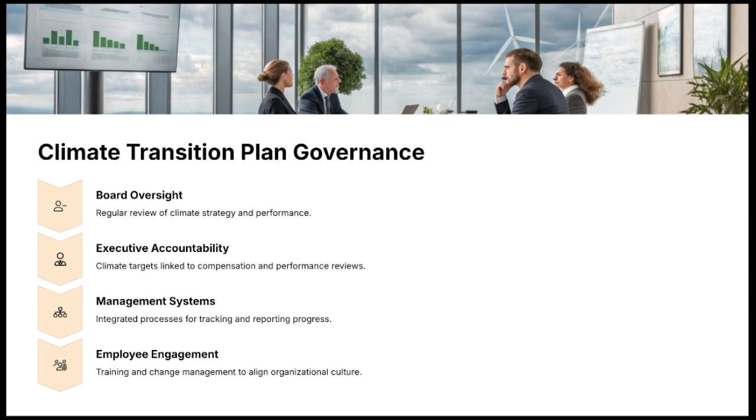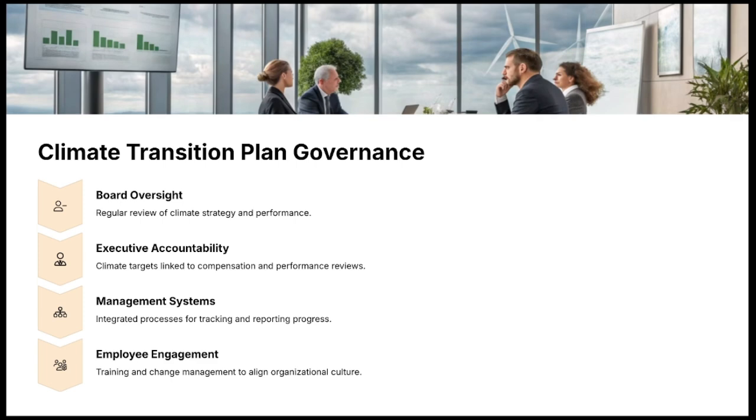Now let's talk about the governance piece, where strong governance is essential to ensure the climate transition plan is more than just a document. So you need to have board oversight. The board should have visibility into the climate strategy, regulatory review process, and risks and opportunities to ensure alignment with the organization's broader goals and functionalities. Next is executive accountability.